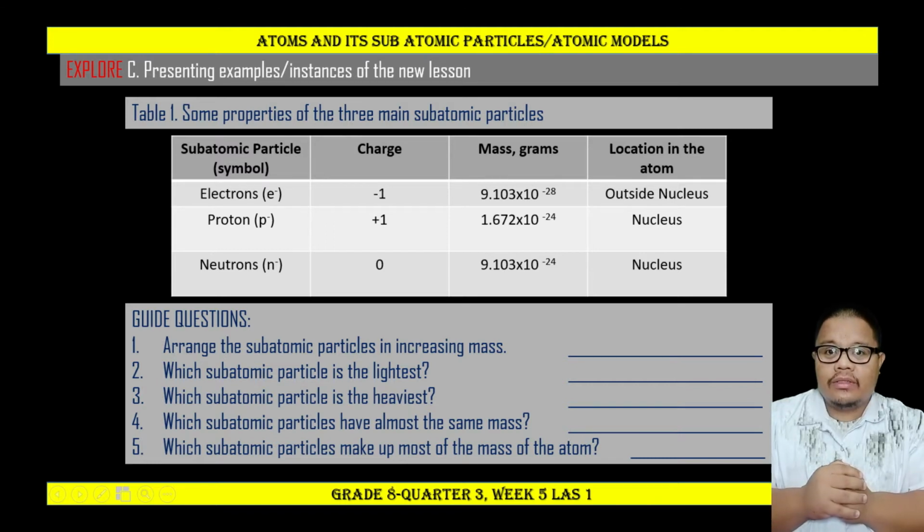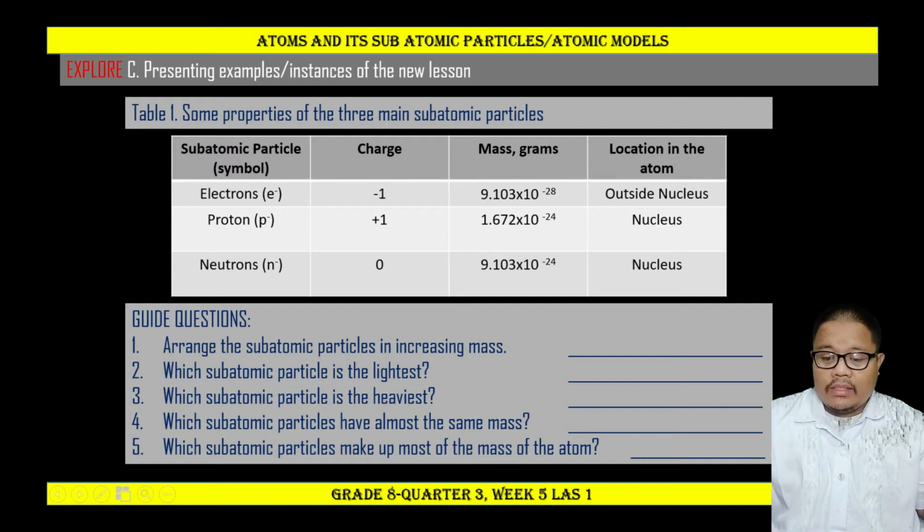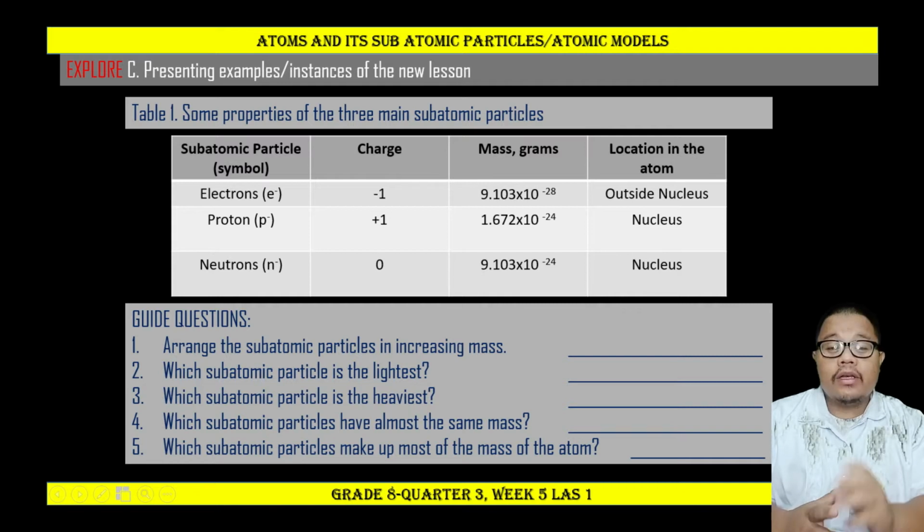Guide questions. Refer to the masses of the atomic particles in the table. Number 1. Arrange the subatomic particles in increasing mass. Number 2. Which subatomic particle is the lightest? Number 3. Which subatomic particle is the heaviest? Number 4. Which subatomic particles have almost the same mass? Last, which subatomic particles make up most of the mass of the atom?